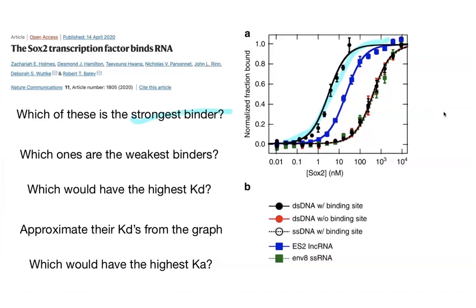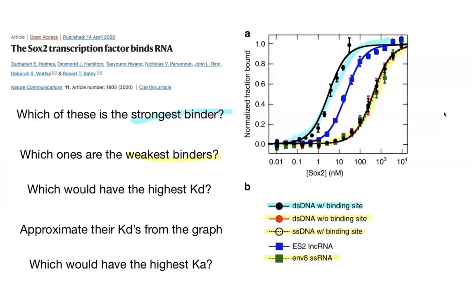The weakest binders, well, I kind of gave a hint. Basically, they're kind of all overlaid. And so what we're going to have is we had this one, we had this one, and we had this one. These were our weakest binders. And then again, our strongest binder was going to be this one.